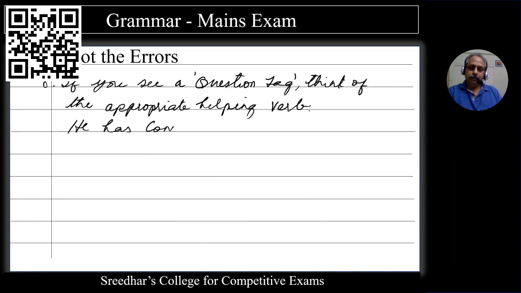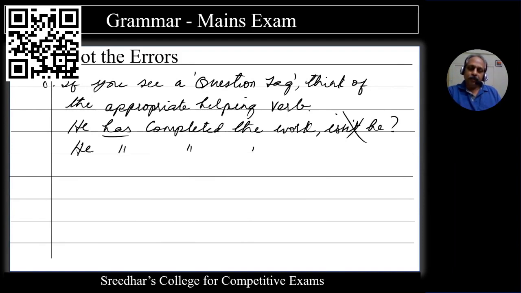He has completed the work, isn't he? He has completed the work. This is present perfect. What is the appropriate helping verb here? Has. Then we cannot say, isn't he? This is wrong. What is the appropriate helping verb? Has. So, has plus not, hasn't. Hasn't he? That is right.